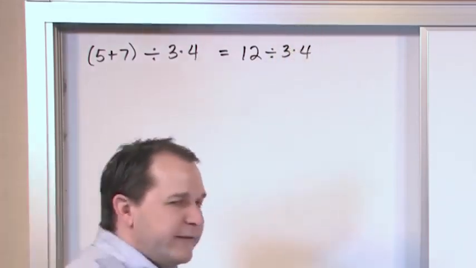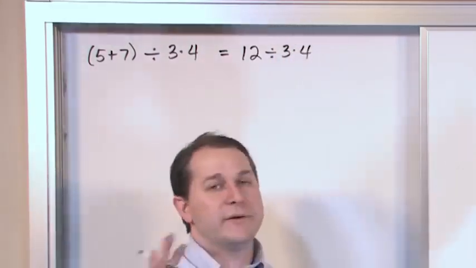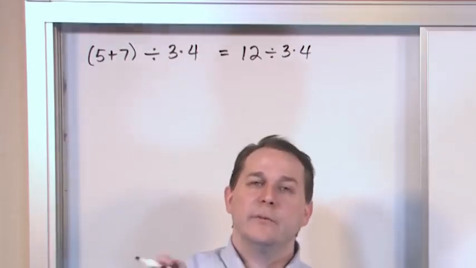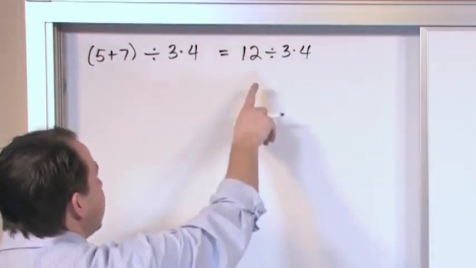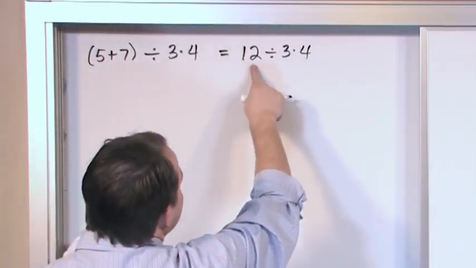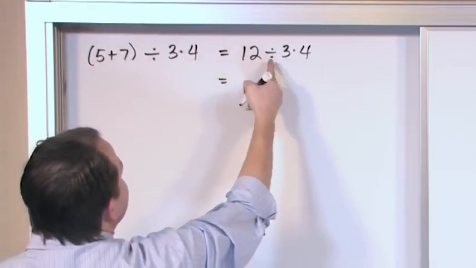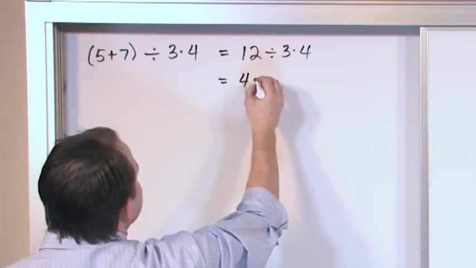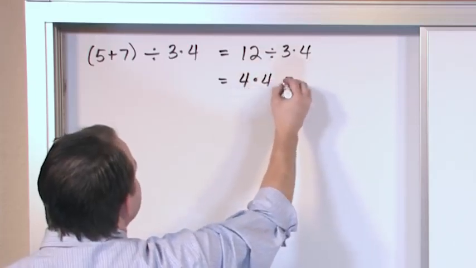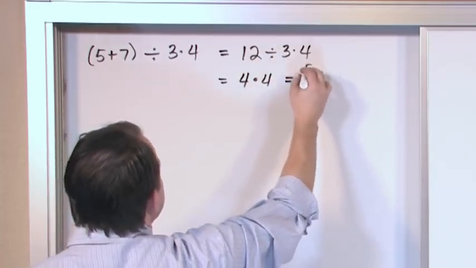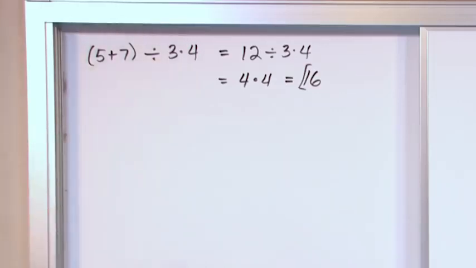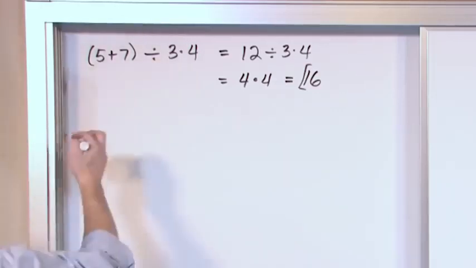So we look for parentheses first here. We don't have any parentheses left. We don't have any exponents. So we look for multiplication and division. In fact, we have multiplication and division on the same level, so we do them left to right, like reading a book. 12 divided by 3 is 4. We still have to multiply by 4 at the end. 4 times 4 is 16, and 16 is the answer.